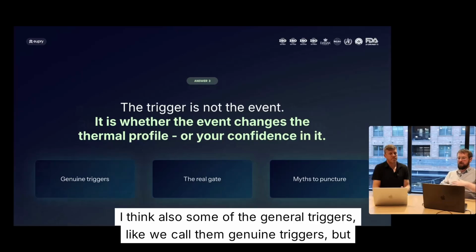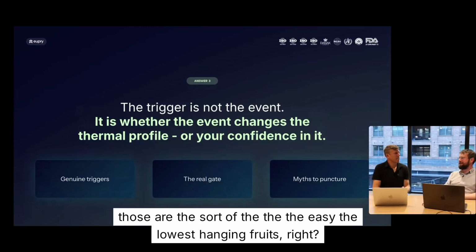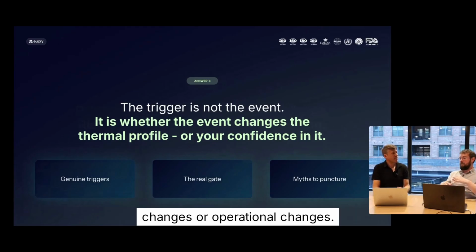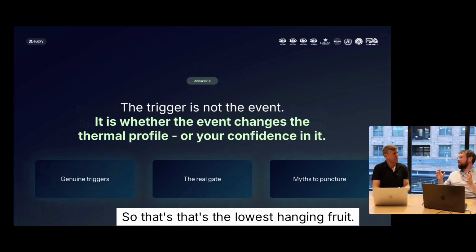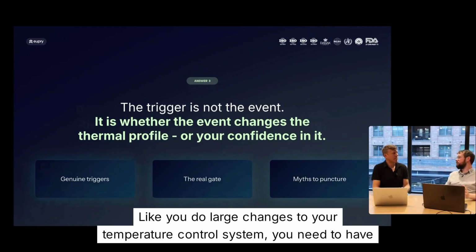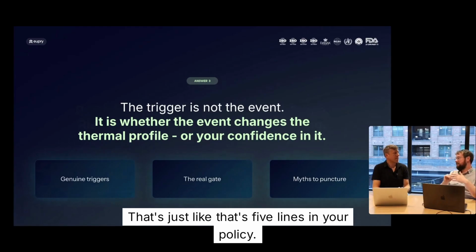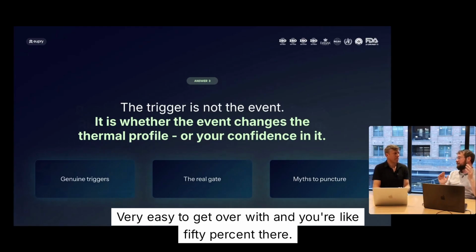I think also some of the genuine triggers, like we call them genuine triggers, but those are the lowest hanging fruits, right? Like if you do HVAC modifications, if you do different rackings, you do capacity changes or operational changes. That's the lowest hanging fruit. Like you do large changes to your temperature control system, you need to have that in there. That's just 5 lines in your policy. Very easy to get over with, and you're like 50% there.